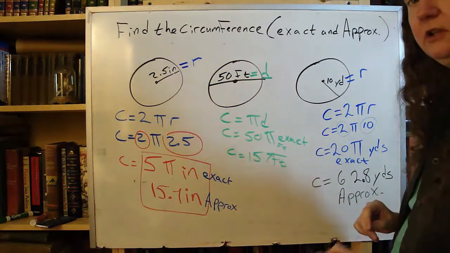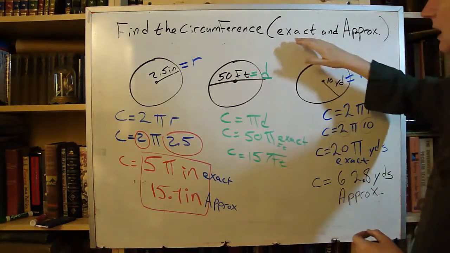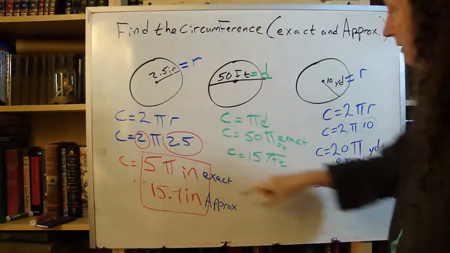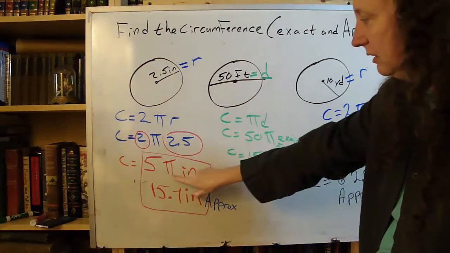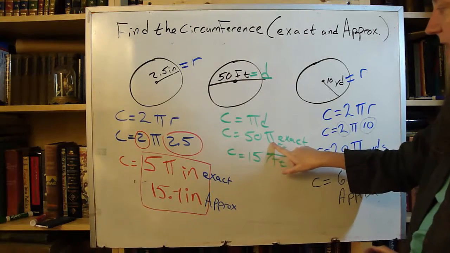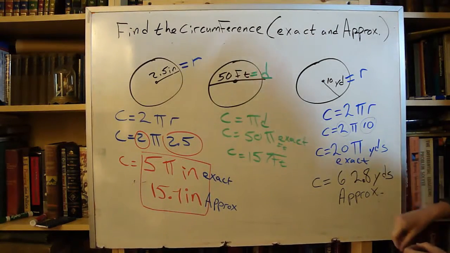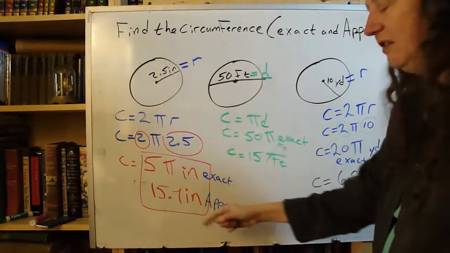So the difference that you have to watch out for between exact and approximate: exact is going to have the letter pi in there. So my exact answer here has pi in it. Exact answer has pi in it. Exact answer has pi in it. My approximate answer does not have pi in there.